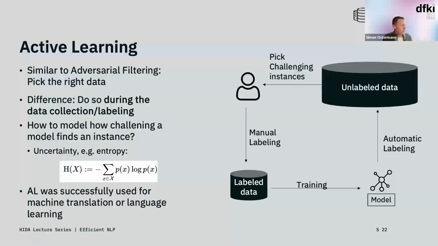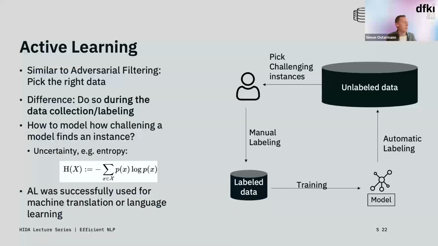Active learning was successfully used for machine translation or language learning, for example, and it is used, I would say, a lot in practice with the human in the loop. There is not too much research work on end-to-end active learning, just because it's so application specific, and it really always depends on the configuration that you have with annotators.